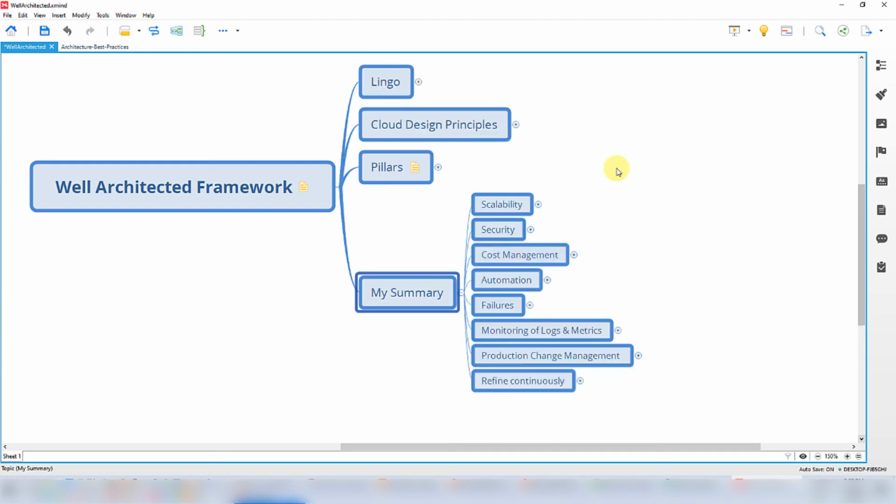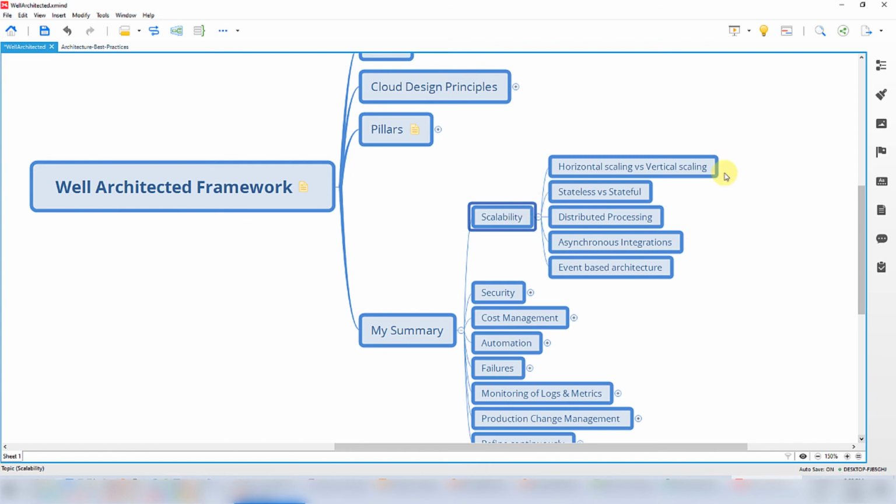Let's take a look. The key areas to think about are scalability, security, cost management, automation, thinking about failures, monitoring of logs and metrics, making any changes to production, managing that well, and refining continuously. For scalability, understand horizontal versus vertical scaling and try and horizontally scale your application whenever you can. Understand stateless versus stateful components. Try to steer towards stateless components if you can. Look into distributed processing. Look at asynchronous integrations and event-based architecture.